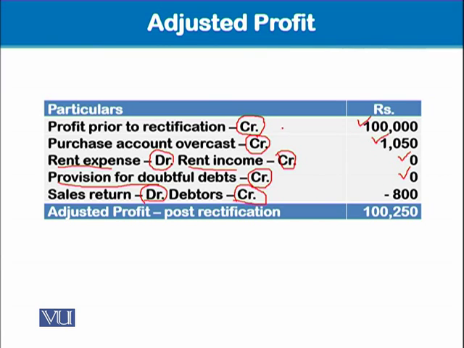So the thing is, if any nominal head of account is being credited, it will be added. And if any nominal head of account is being debited, as we see over here, it will be subtracted. So it will be subtracted like this. So the end result is that our adjusted profit post rectification is 100,250 rupees. So this is how we adjust our profit with these rectifications of errors.